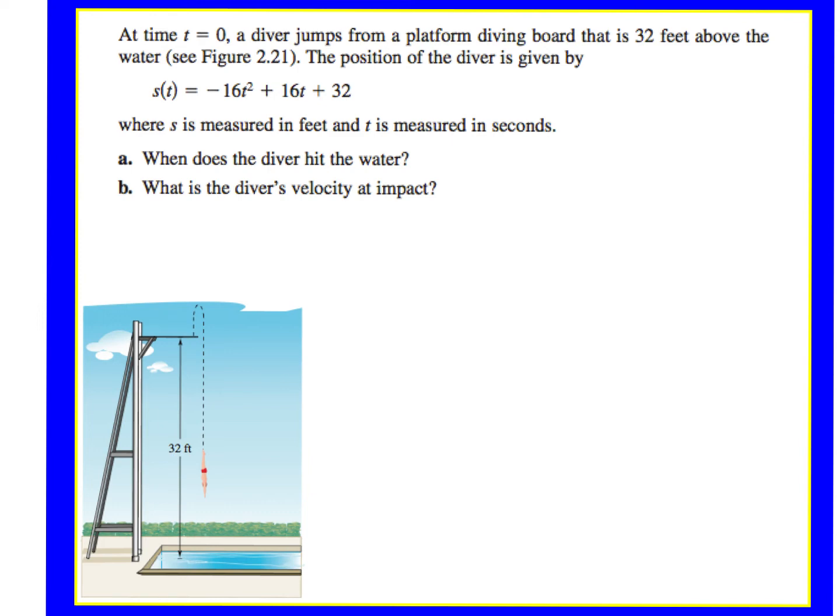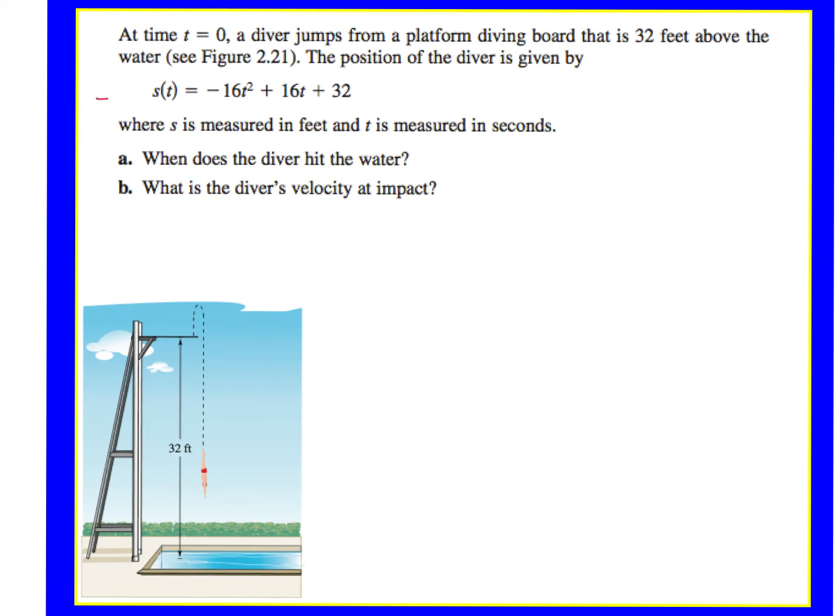A diver jumps from a platform diving board that is 32 feet above the water. See figure 2.21. The position of the diver is given by s of t equals negative 16t squared plus 16t plus 32, where s is measured in feet and t is measured in seconds. When does the diver hit the water? All right, let's find that first. So when does the diver hit the water?